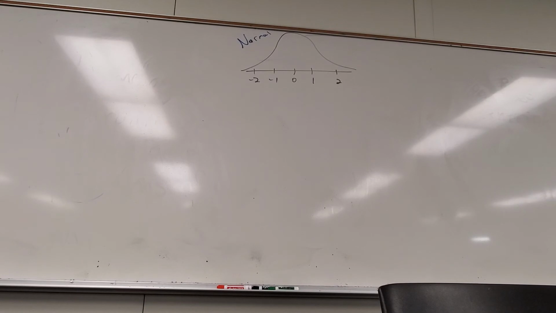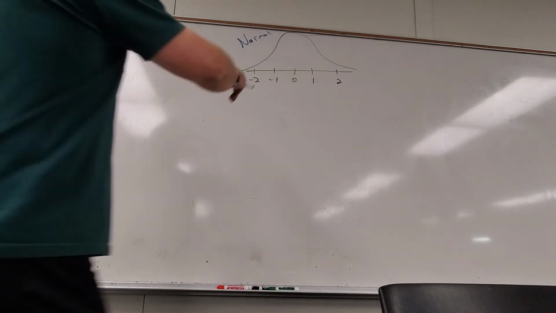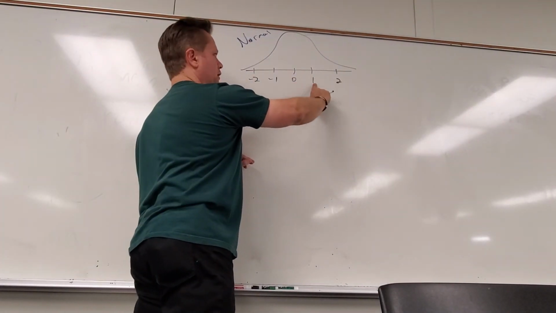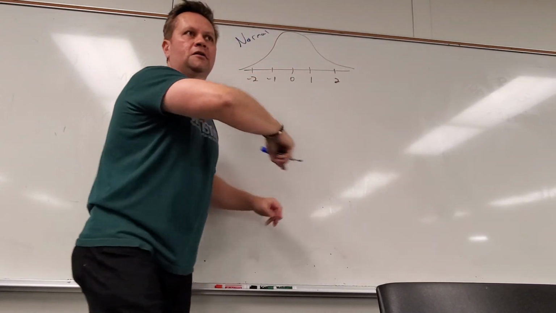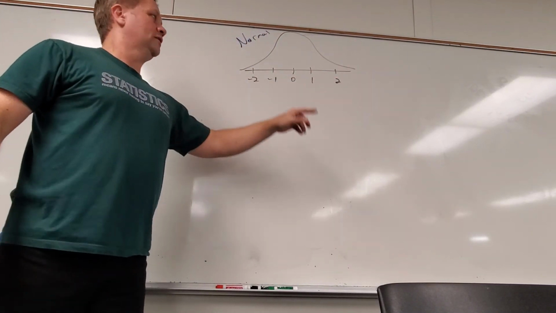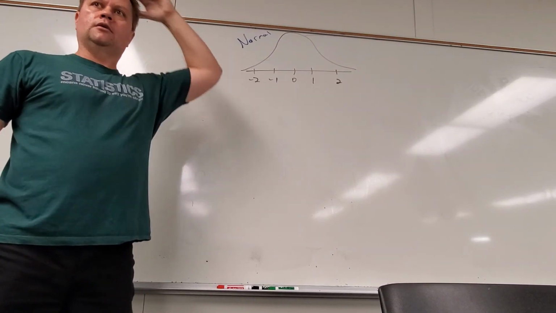How far away is the mean away from itself? 0. How far are you away from yourself? You're 0 away from yourself. Right? So that's the mean. So then what would this be? That is the data point that is 1 standard deviation up. And that's 1 standard deviation down.